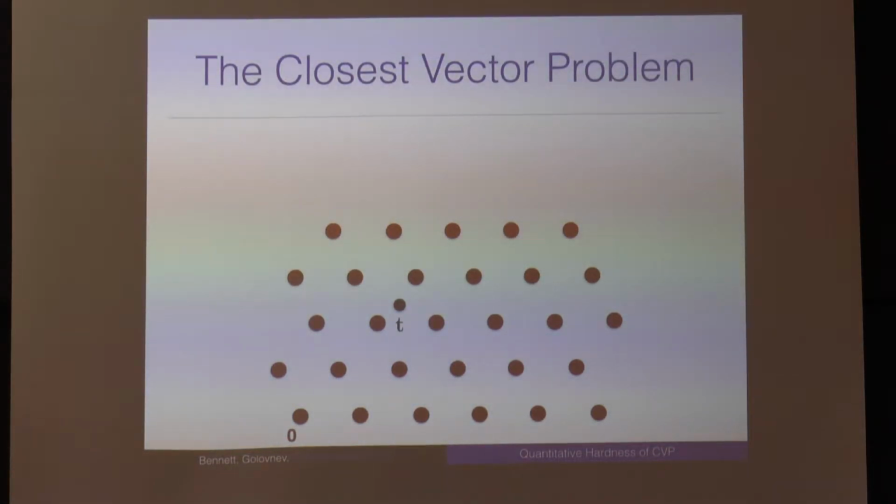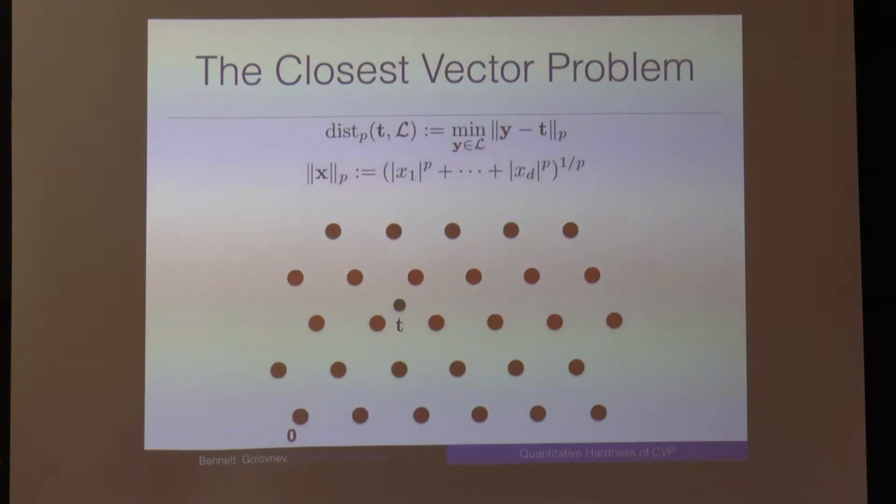The closest vector problem takes as input some target vector t and a lattice, and it asks us to compute the distance between t and the lattice. By distance between a set and a point, I mean the minimal distance between an element in the set and the point. And what do I mean by distance? Here I mean the Lp norm. So this is the definition of the Lp norm. For example, you might know this norm when p equals 2, which is our favorite norm because we live in it. But for other p's, it's a fun norm too.